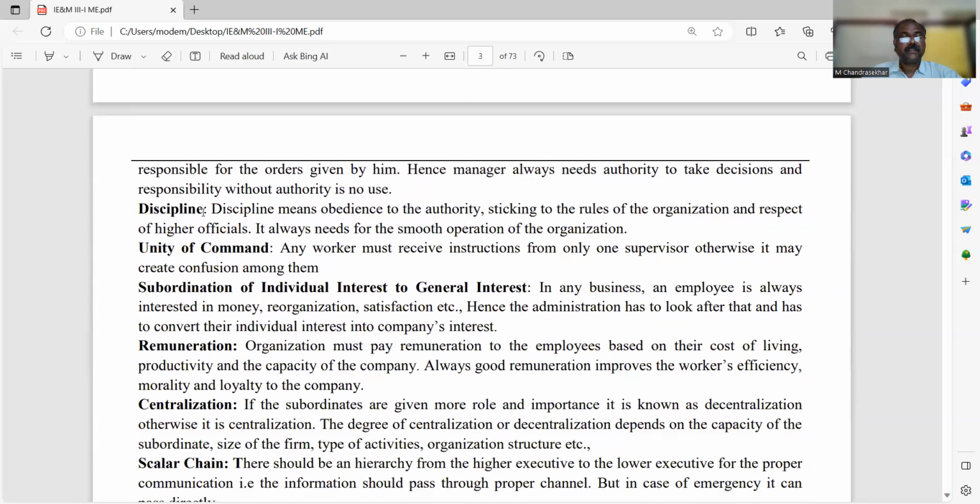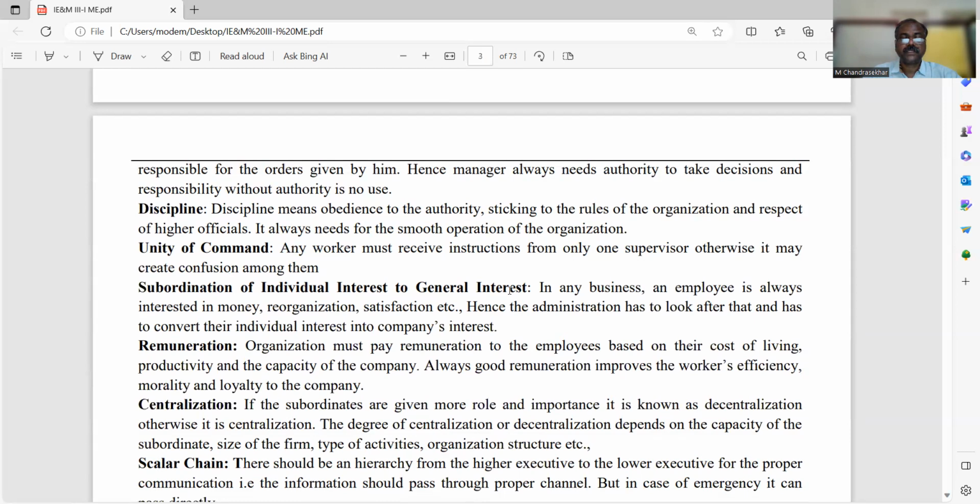Then, discipline. Discipline means obedience to the authority, sticking to the rules of the organization, and respecting the higher officials. It is always needed for the smooth operation of the organization. Unity of command. Any worker must receive instructions from only one supervisor, otherwise it may create confusion among the employees.